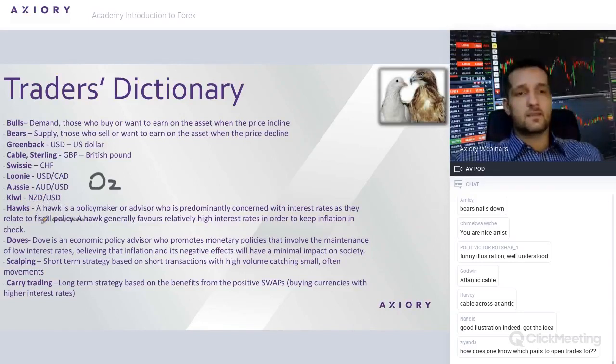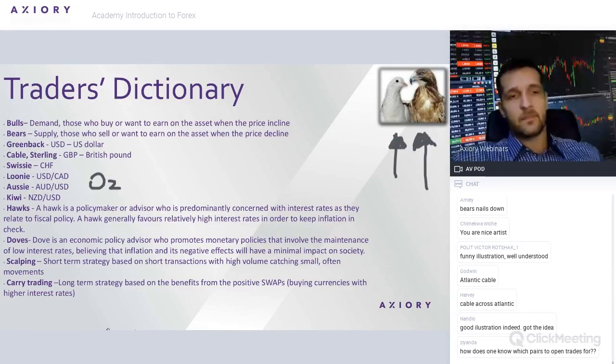Some more animals. Hawks are those who prefer rising interest rates or higher interest rates, and doves are those who prefer lowering interest rates or lower interest rates in general.